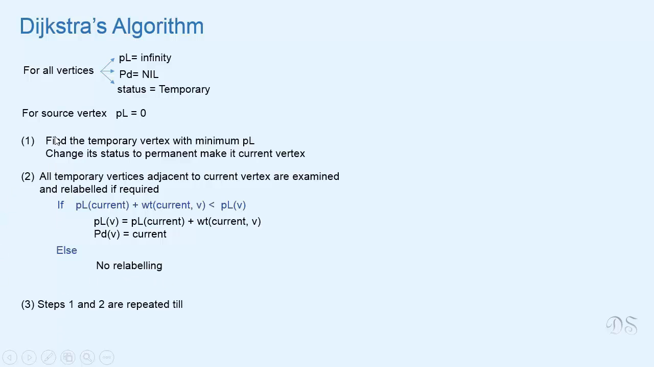Now these steps 1 and 2 are repeated till either there are no temporary vertices left in the graph or all the temporary vertices that are left have path length equal to infinity. At the end of the algorithm, the temporary vertices that are left with path length infinity are those vertices that are not reachable from the source vertex. Now let's understand with the help of a figure how this relabeling of a temporary vertex is done in this step 2.